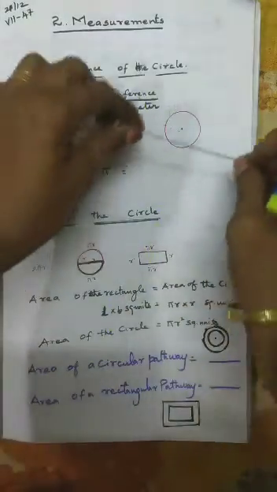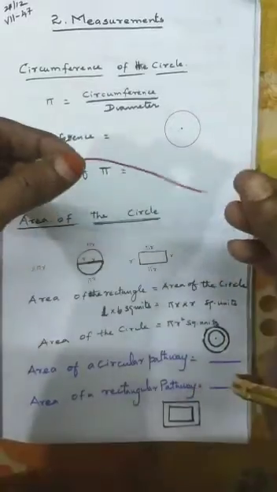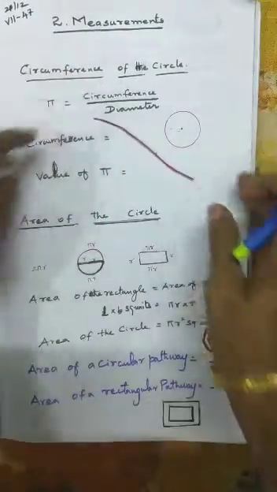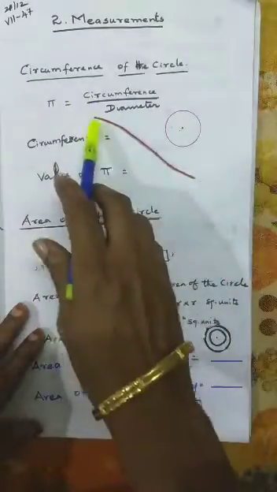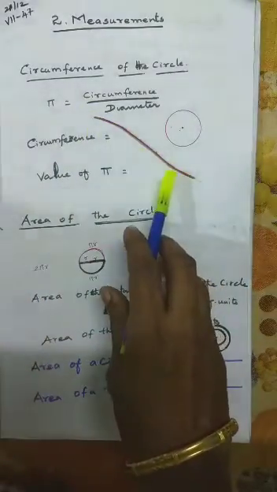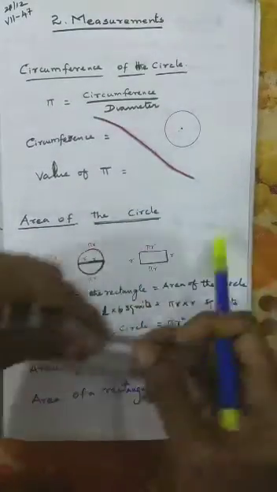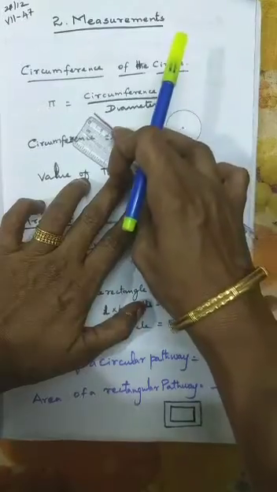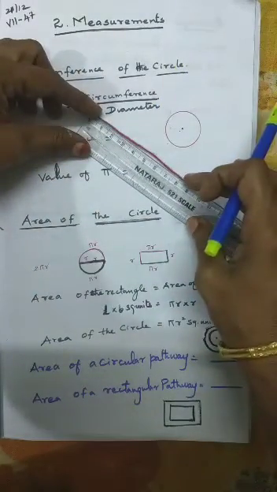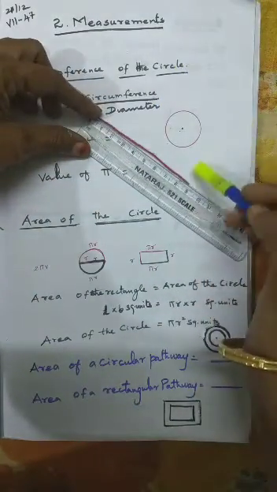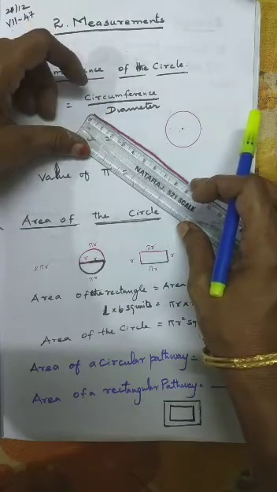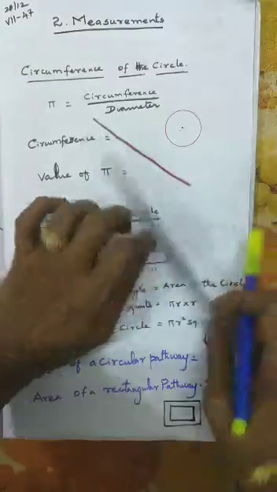How to measure the circumference? You measure the length of the thread with the scale. See, it is 8.5 from 0. The length of the thread is 8.5.